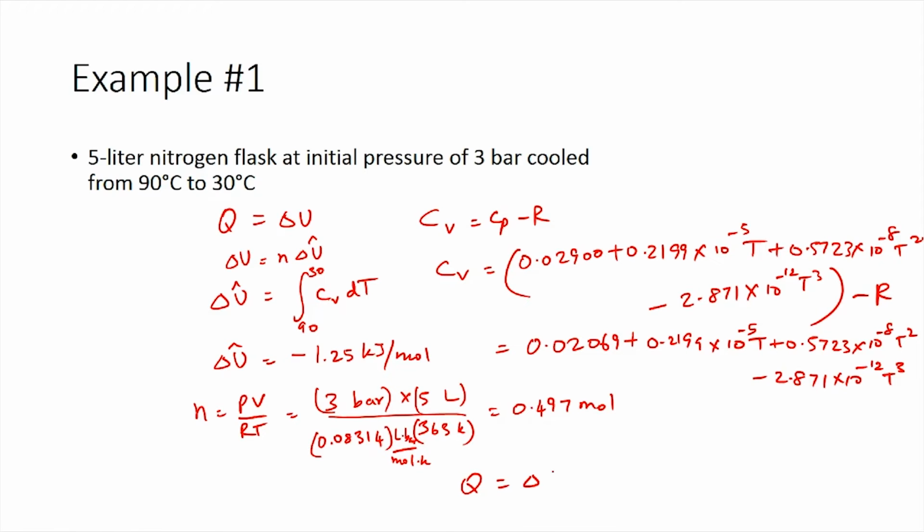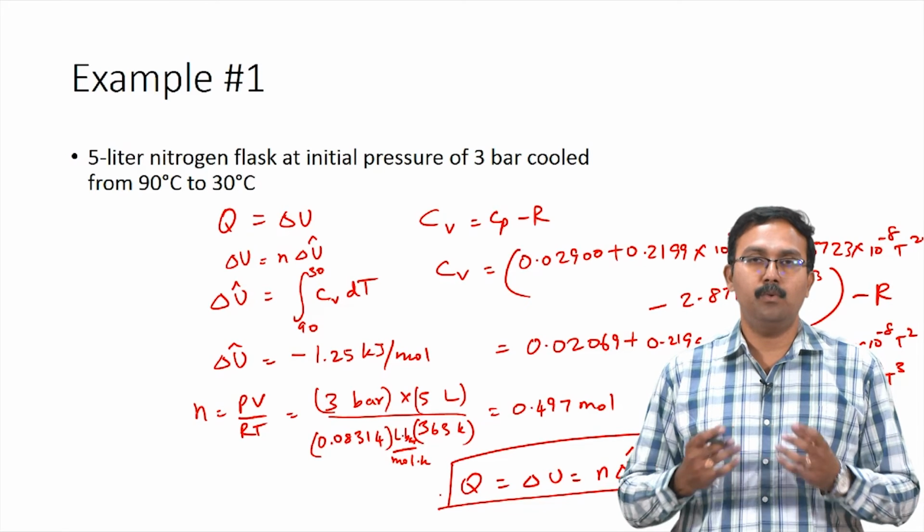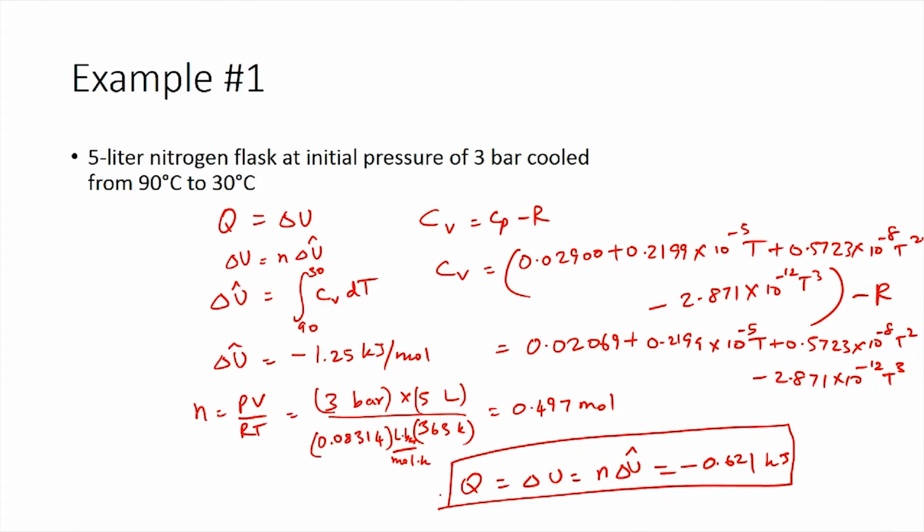So, from here we can calculate delta U or Q. Q would be equal to delta U, which is equal to n delta u cap, which is equal to minus 0.621 kilojoules. So, this is the amount of heat that needs to be removed to cool nitrogen in a 5 liter flask at an initial pressure of 3 bar from 90 degree Celsius to 30 degree Celsius. So, with this we have looked at two simple processes where we have calculated change in enthalpy and change in internal energy using Cp and Cv values.